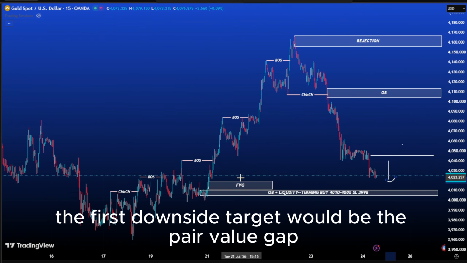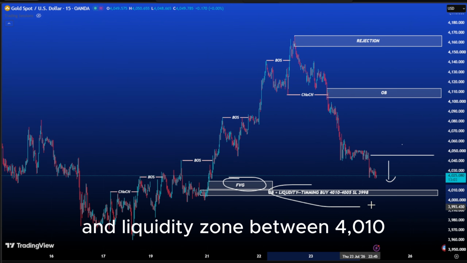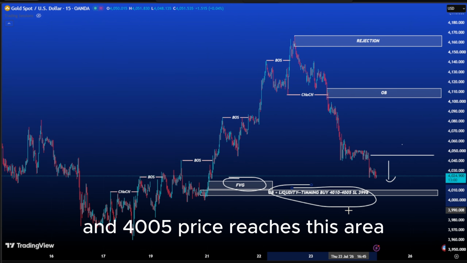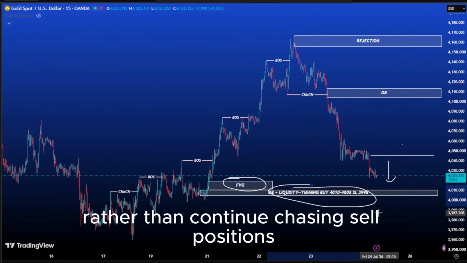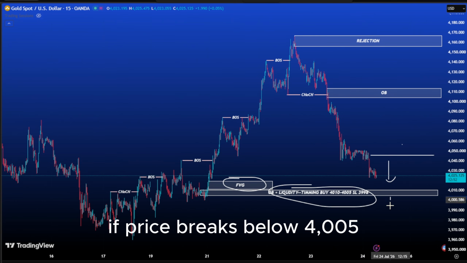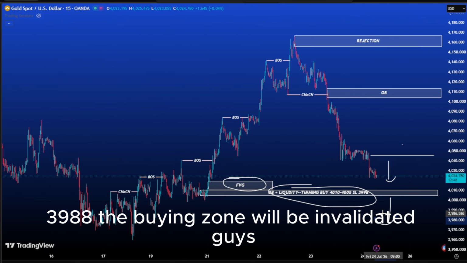The first downside target would be the fair value gap around 4015. The next target would be the order block and liquidity zone between 4010 and 4005. Once price reaches this area, traders should observe the reaction rather than continue chasing sell positions. If price breaks below 4005 and closes an M15 candle below 3998, the buying zone will be invalidated.